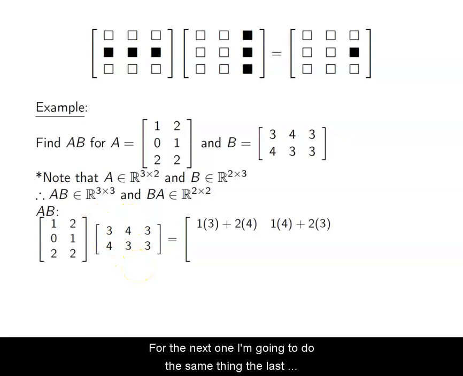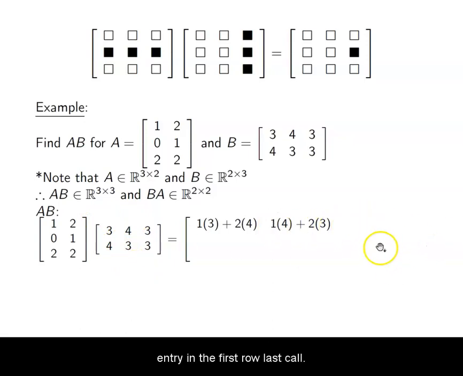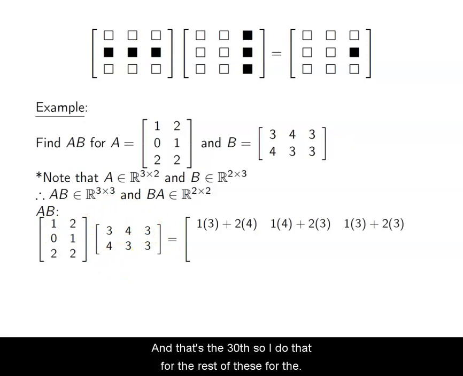For the next one, I'm going to do the same thing. For the last entry in the first row, last column, I take this row vector times this column vector, and I find this dot product, so 1 times 3 plus 2 times 3. And that's the third entry. So I do that for the rest of these.